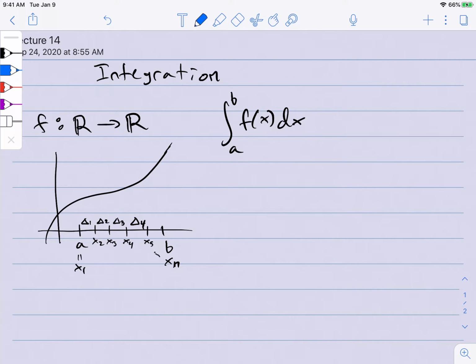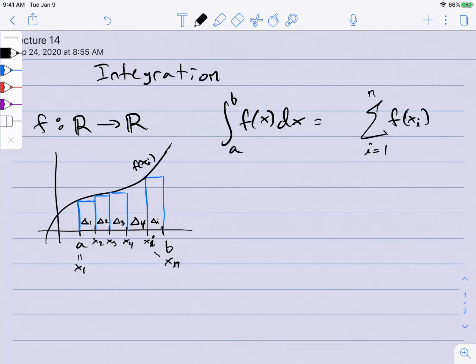And the approximation for the area under the curve is just given by the area of these rectangles, where the height at some xi is f of xi, and the width is delta i. And so we can approximate this as a sum as i goes from 1 to n of the area of the rectangles, which is height times width. So the height is f of xi times the width, the length of the subinterval.